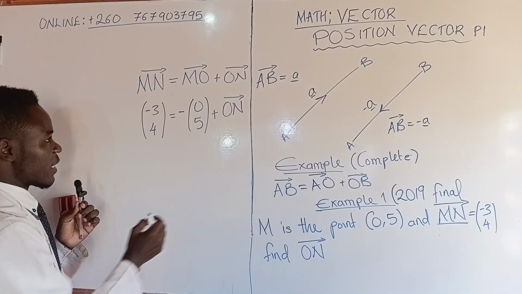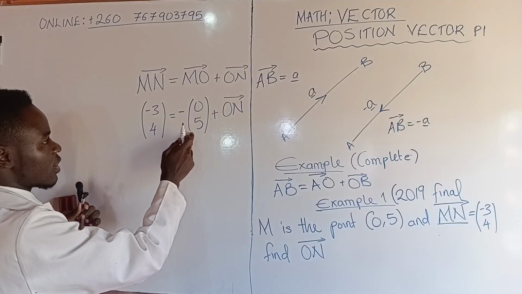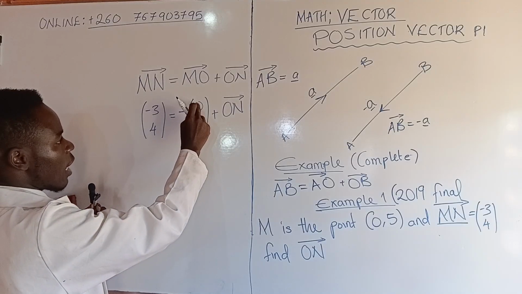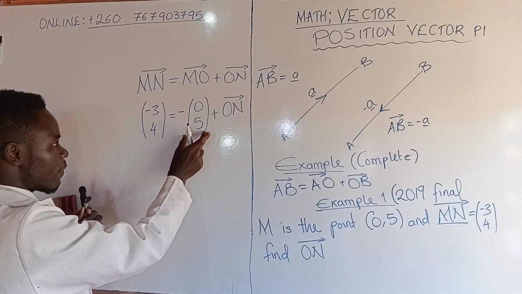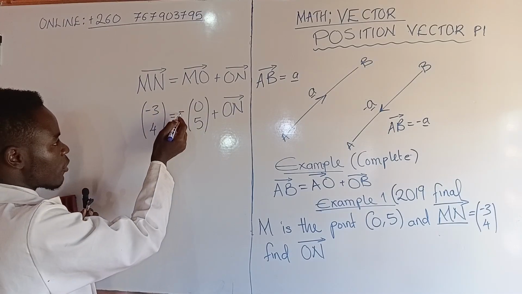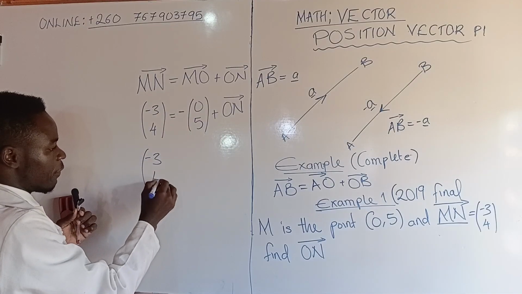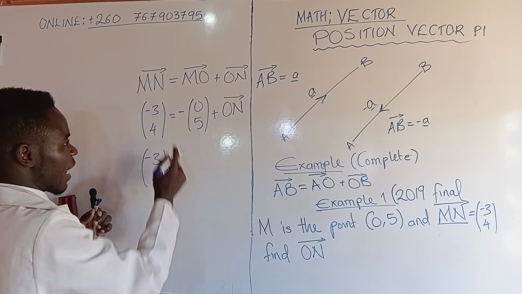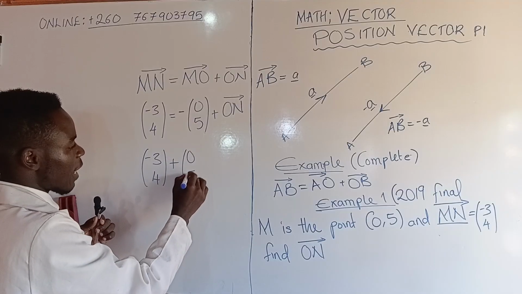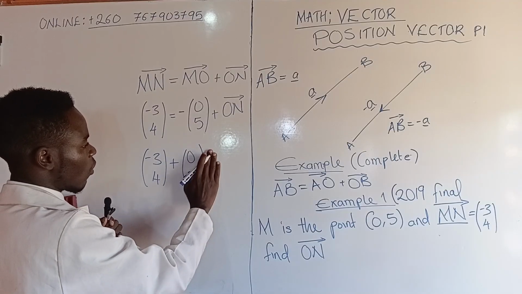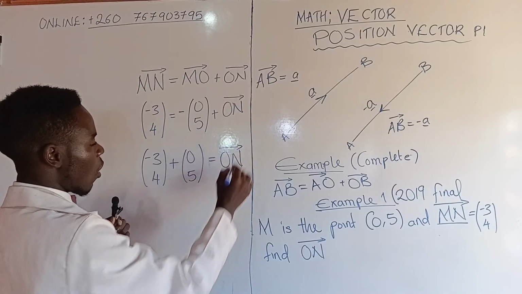Okay, so since we want to find ON from there, we are going to transpose this negative 0, 5 to the other side, where we are going to change it to be a negative. So we are going to have negative 3, 4 like that. Then this is a negative; once it crosses the equal sign, it becomes positive 0, 5 like that. Then it is equal to ON.